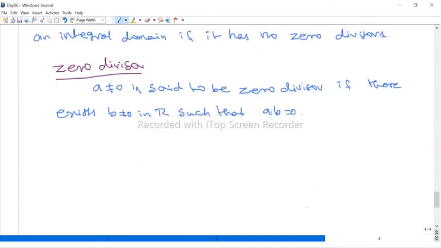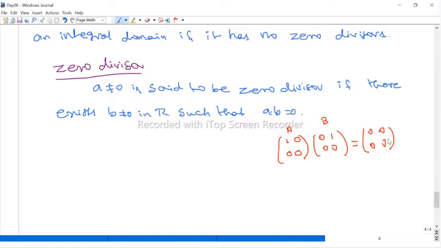That is possible. Why? Because if you take some 2 by 2 matrices, both matrices are non-zero, but the product is 0. For example, take 1, 0, 0, 0. This is a non-zero matrix because at least one entry is non-zero. I take this as matrix A. Suppose I take B as 0, 1, 0, 0. This is also a non-zero matrix. Now, what is the product? You get the zero matrix. Therefore, A is non-zero, B is non-zero, but the product is 0. So A is called a zero divisor, and B is also called a zero divisor.